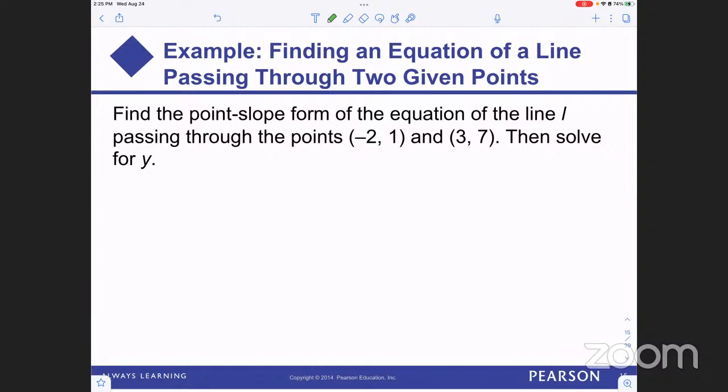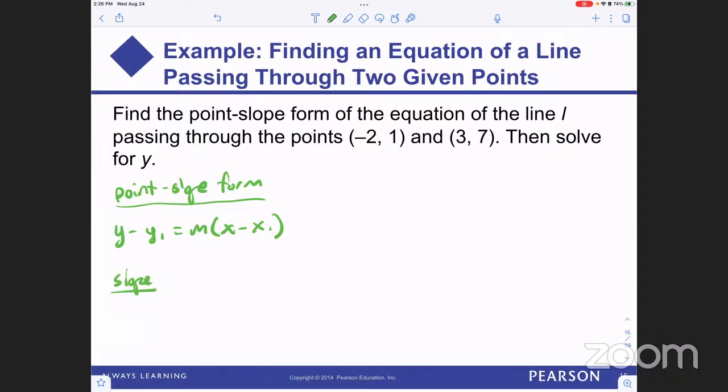So let's write out the formulas that we're going to be using. It asks us to find the point slope. The point slope form is y minus y1 equals m times x minus x1. But in order to use the point slope, we need the slope. Since we don't have the slope, we're going to find it using the slope formula. Slope is the change in y over change in x. So that's y2 minus y1 over x2 minus x1.